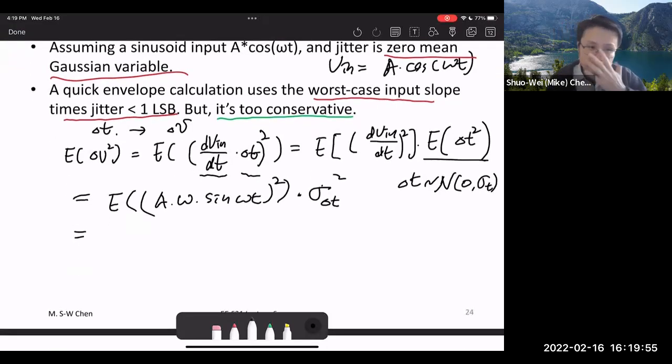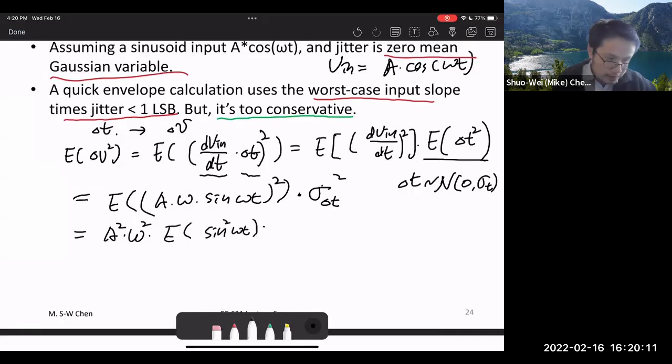So now we can start to expand this equation. We can take out the constant term, so A squared, which is the amplitude of the input, and also the frequency of the input, right? Omega squared times expectation of sine square omega t times sigma delta t squared.